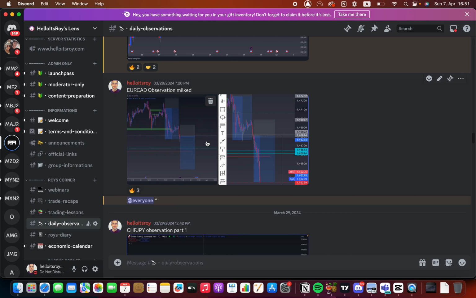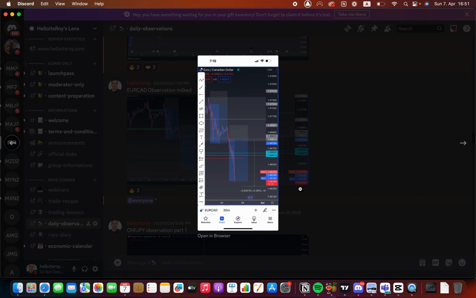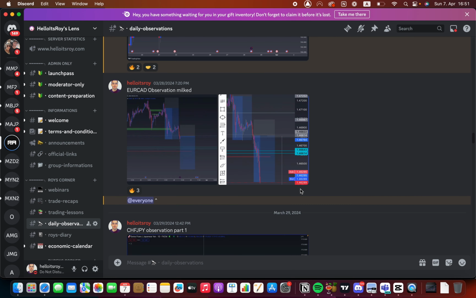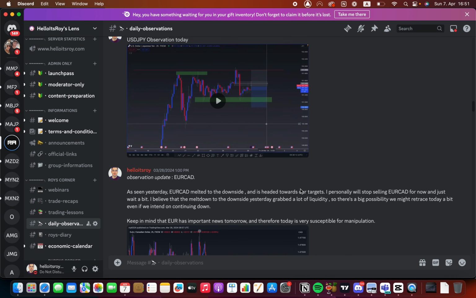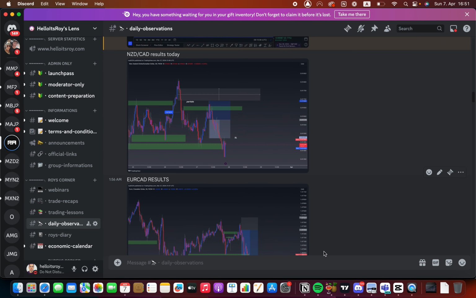And when it comes to EuroCAD as well, this is the second trade that we took on it, all the way down into there. However, this is not what I want to talk about. What I want to talk about is the difference between EuroCAD and NZD-CAD. So EuroCAD and NZD-CAD, they move the same. If one goes up, the second one goes up. If one goes down, the second one goes down. They are correlated, and they are both controlled by the Canadian dollar.